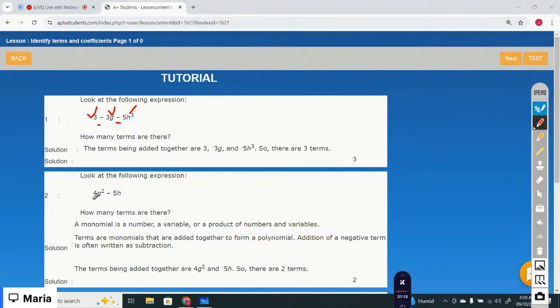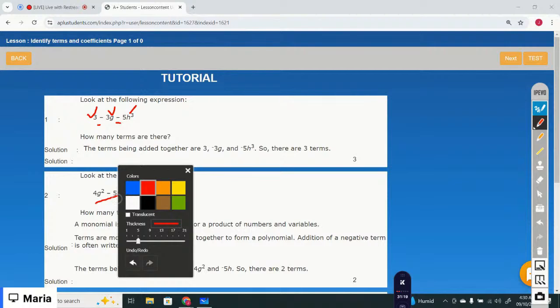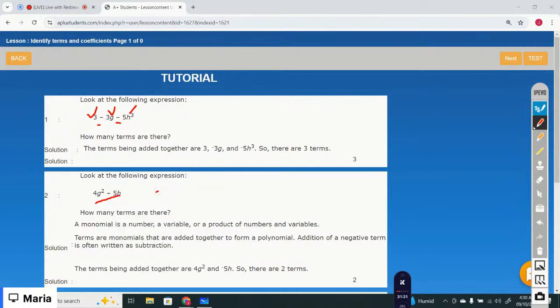The second one is: look at the following expression, 4g squared and 5h. How many terms are there? You have two terms.